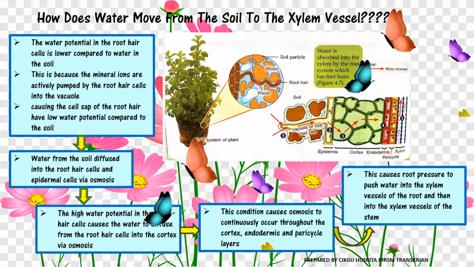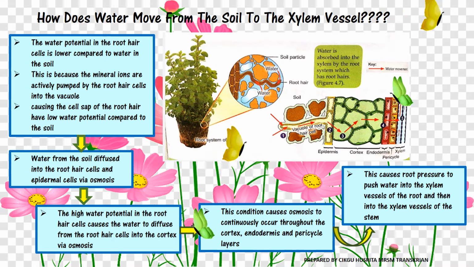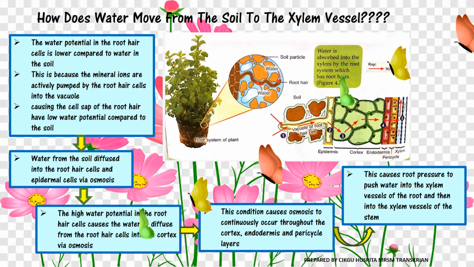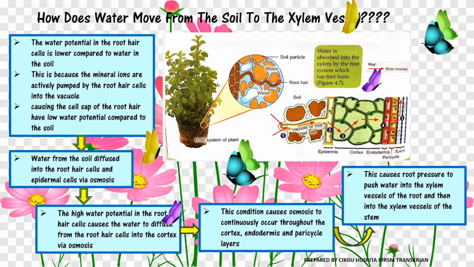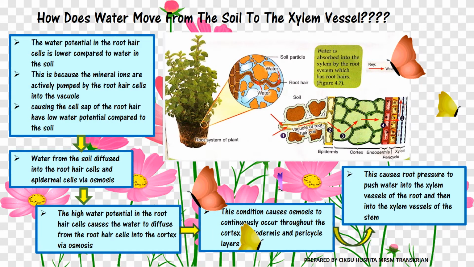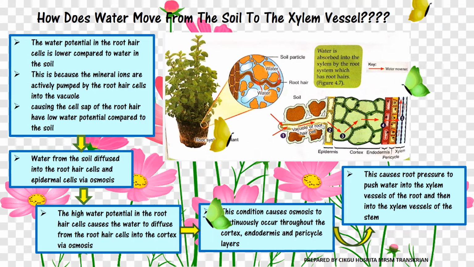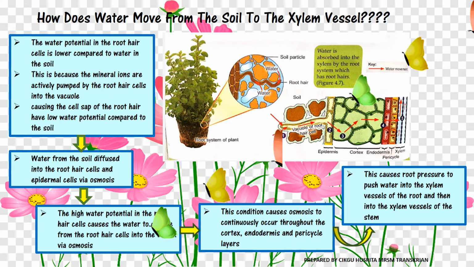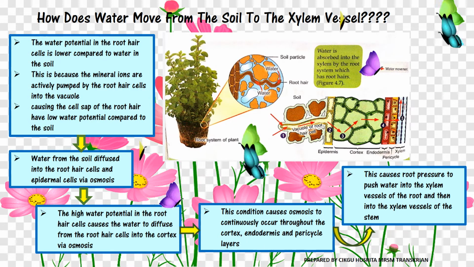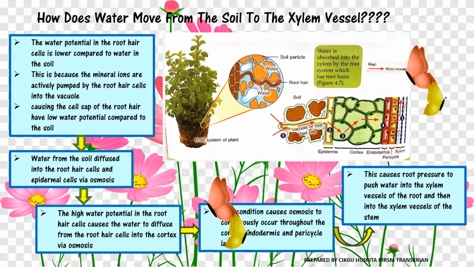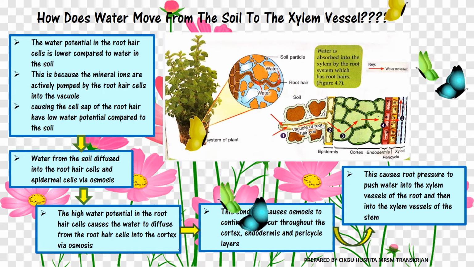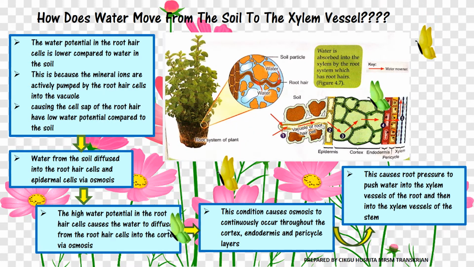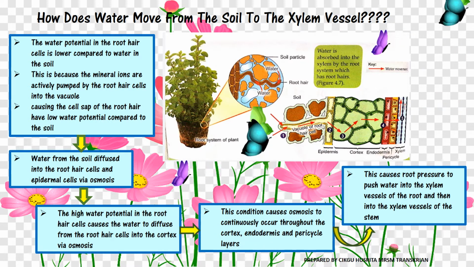So the water potential in the root hair cell is lower compared to water in the soil. This is because mineral salts are actively pumped by the root hair cell into the vacuole. So because of this, it will make the root hair cell become hypertonic compared to the soil water. So the root hair cell has lower water potential compared to the soil. So water from the soil will diffuse into the root hair cell and epidermal cell via osmosis.